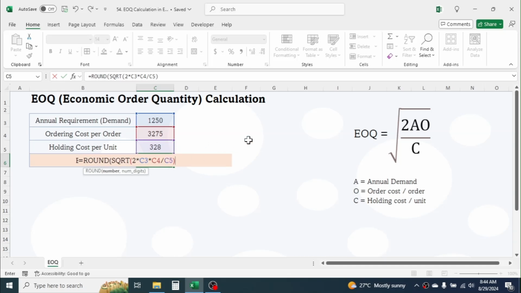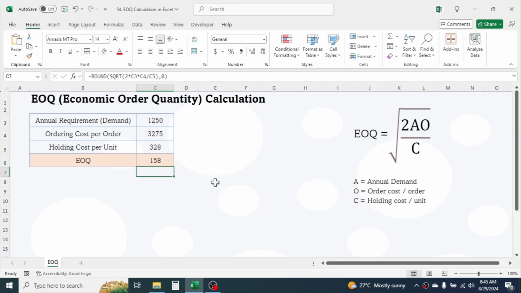Close parentheses. Give a comma. In the number digits parameter of round function, put 0. Close parentheses and press enter. EOQ calculated as 158 units.